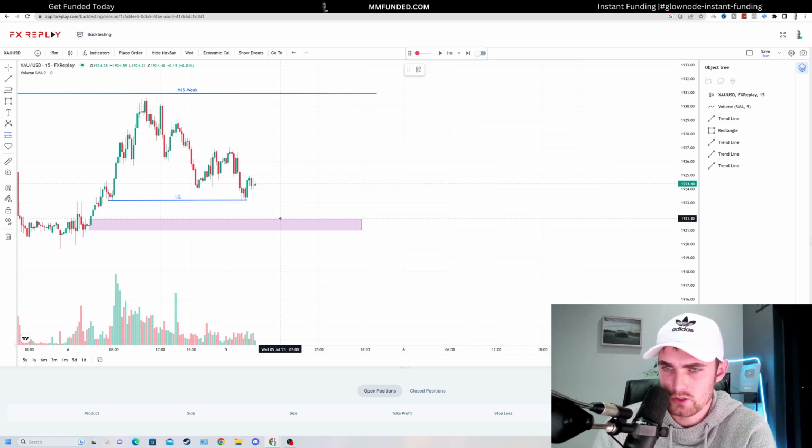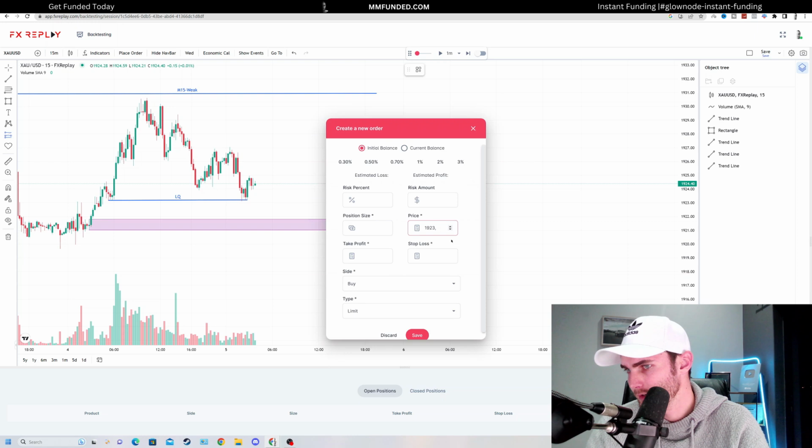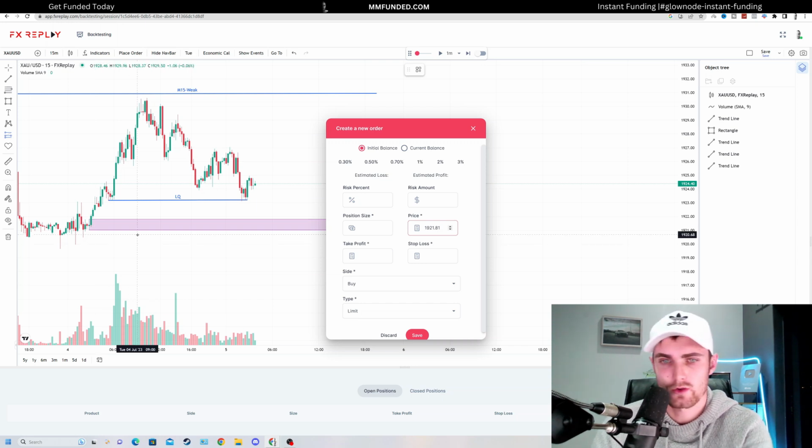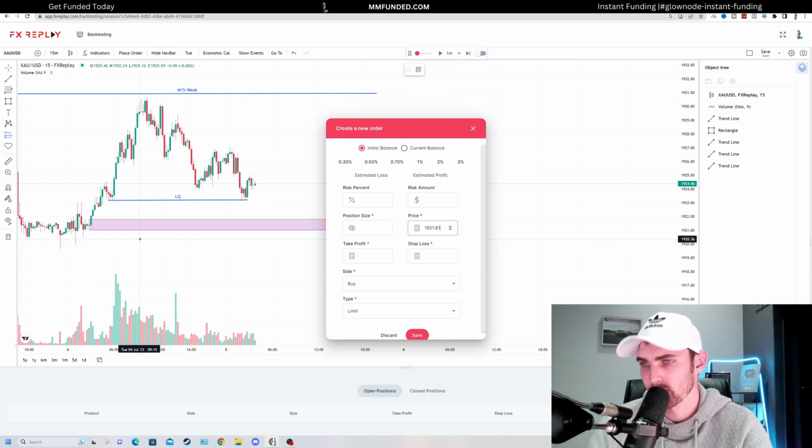So in this case, entry will be at 1921.81. Stop loss will be below this wick over here just to cater for any sweeps. What I usually do is when I risk entry, I don't usually put my stop loss directly below the zone. I will give it maybe 2 to 3 pips spacing to cover for spread. Sometimes price will slightly just wick past the zone, creating a sweep zone, which will still keep us in the trade. So in that case, I'm going to put my stop below this wick over here at 1920.36.